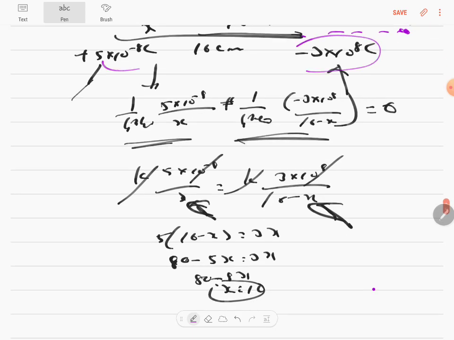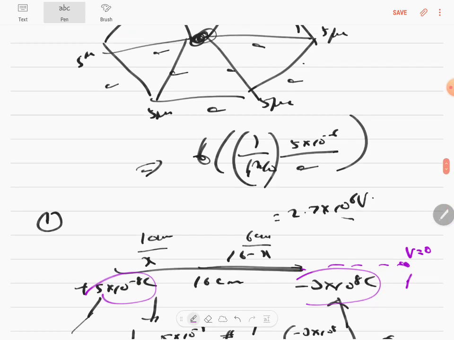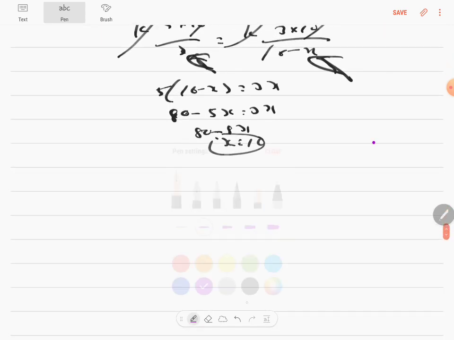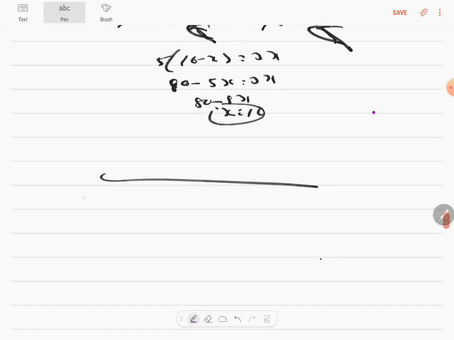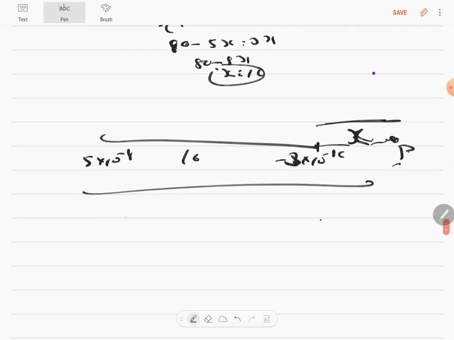Whichever has got the lowest charge, come to the right side of it. So let me redraw this. You have 5 into 10 to the power minus 8 coulomb and minus 3 into 10 to the power minus 8 coulomb. I'm saying the potential at this point can also be 0. This distance between the charges is 16, as we said, and let's consider the distance from the minus 3 charge to this point to be x. The distance from the plus 5 charge is 16 plus x, and from the minus 3 charge it is x.